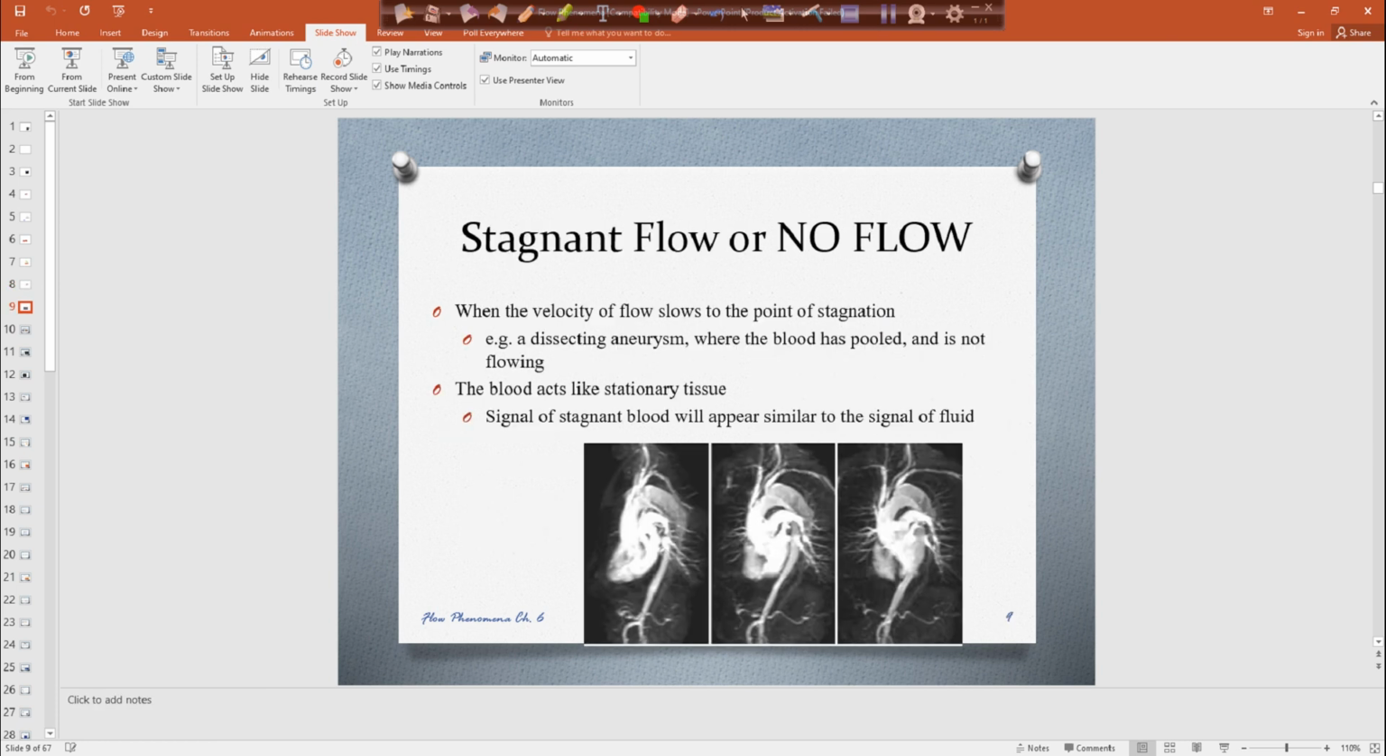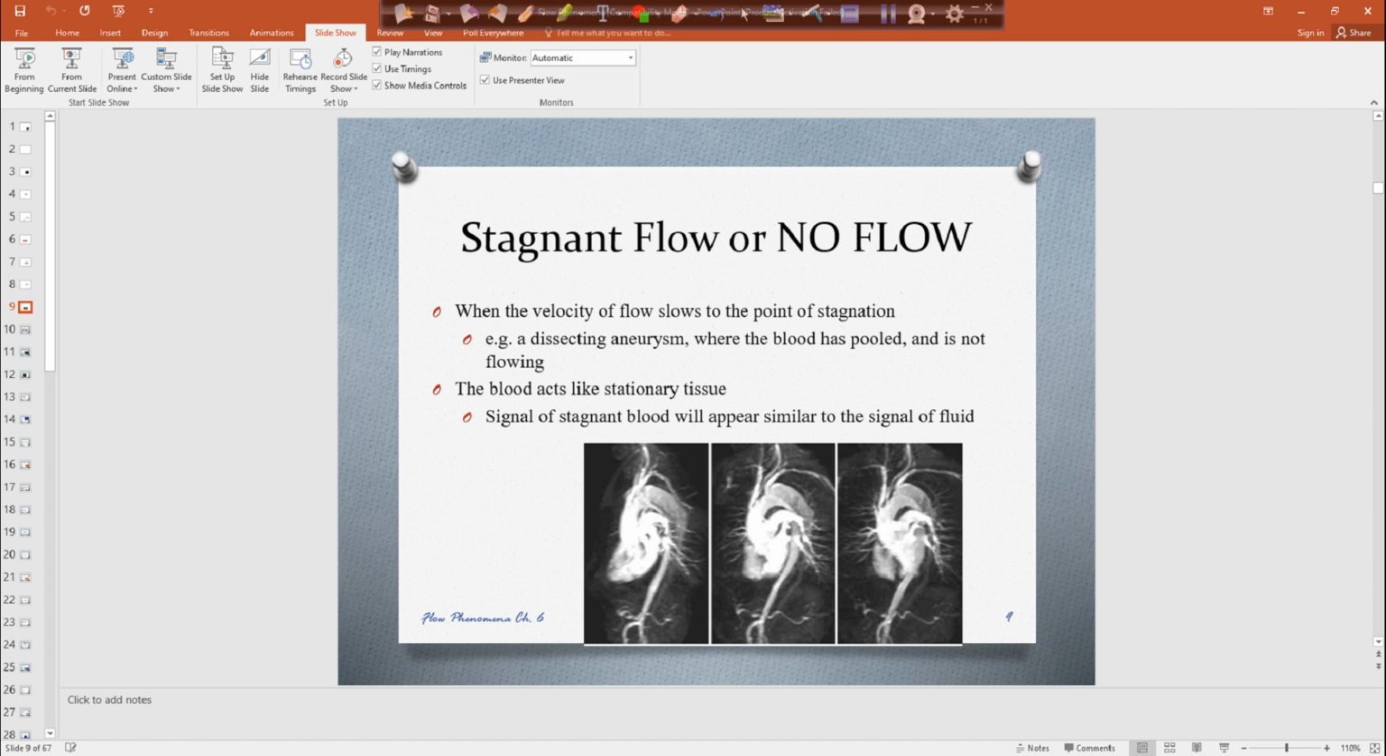So why is this important? Oh wait, last one, sorry. The last one is actually no flow, or stagnant flow. This is where you have, say, a pooling of blood. It could be caused by a dissected aneurysm. And here you can actually see that dissection within that thoracic aorta at the top of that aortic arch. You see that? So blood actually just pools there, and it's stagnant, meaning it's not moving. And then the blood acts like stationary tissue.